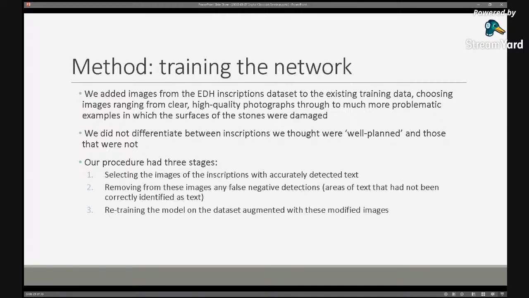So the procedure had three stages. We selected the images of the inscriptions with the accurately detected text. Then we removed from those images any areas of text that hadn't been correctly identified. So in other words, when the machine learning process returned images where it had managed to detect some text, we removed any false negatives and then retrained the model on that data set. So we augmented that data set with those modified images and fed them back into the next stage of the process, if that makes sense.